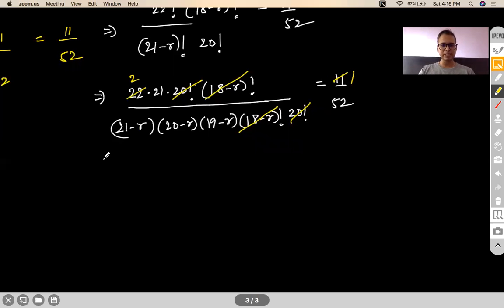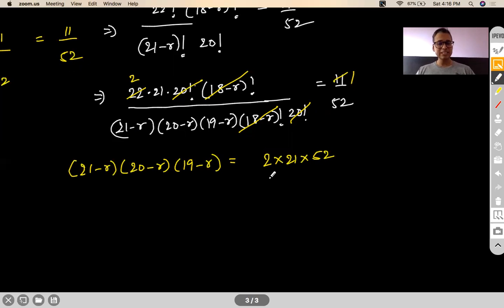Now let us try to simplify. All the denominator terms I am taking to the right side, and this I am taking on the other side, 2 into 21 into 52. Now solving this equation by expanding it is a suicidal attempt, because you're wasting a lot of time there. So instead, try to apply your mind. See the left-hand side terms. The left-hand side terms are whole numbers that are consecutive: 21 minus r, 20 minus r, 19 minus r. They have to be whole numbers for sure, and they're consecutive. So why don't we make an attempt to write the right-hand side as a product of 3 consecutive whole numbers.